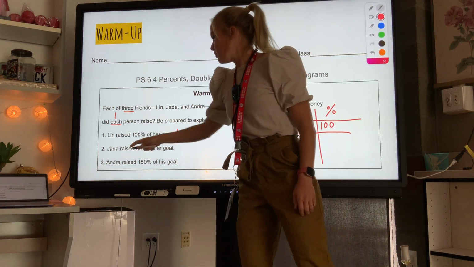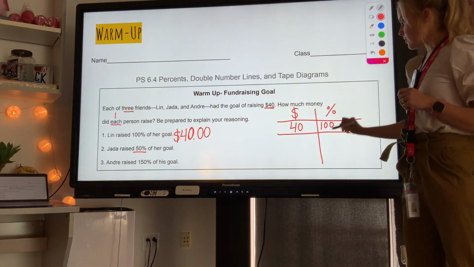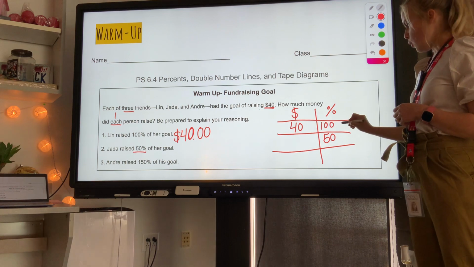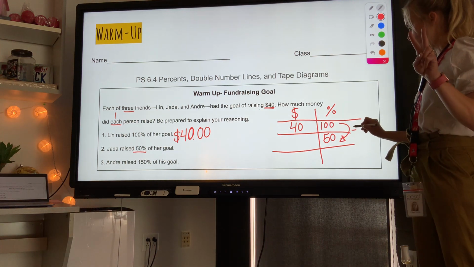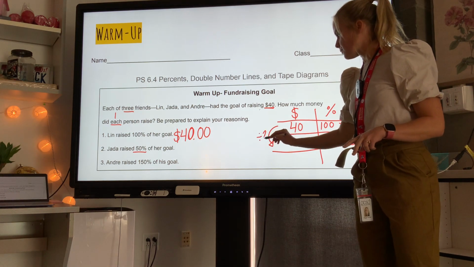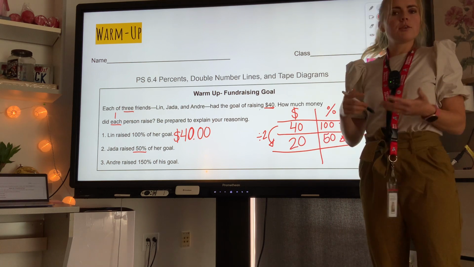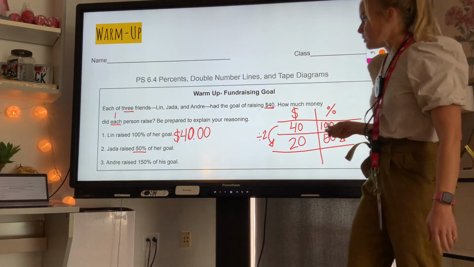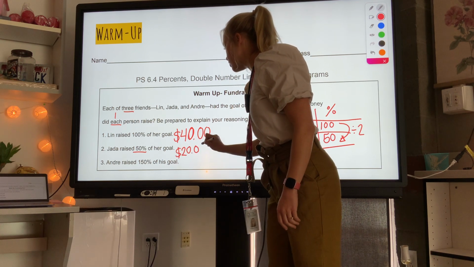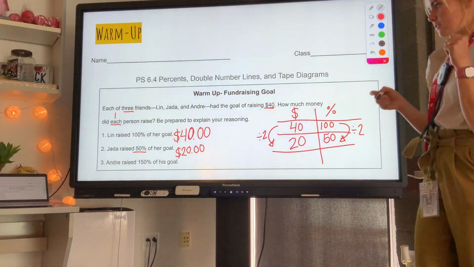Okay, Jada raised 50% of her goal. So under the percent, I'm gonna put 50, to see what Jada earned. Okay, I know 100 divided by 2 is 50, so that means I divide the money by 2. So the money divided by 2 is 20. 40 divided by 2 is $20, half of the money. So she raised $20, so that means she still needs to earn $20 more to reach her goal, but she's halfway there.